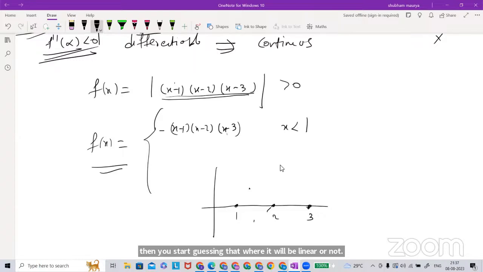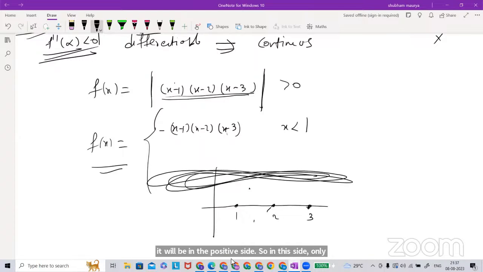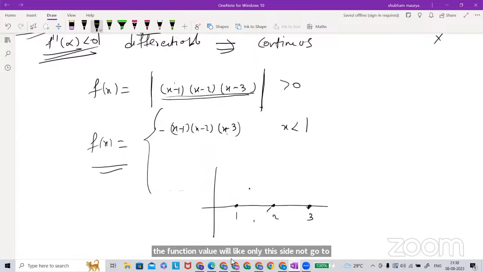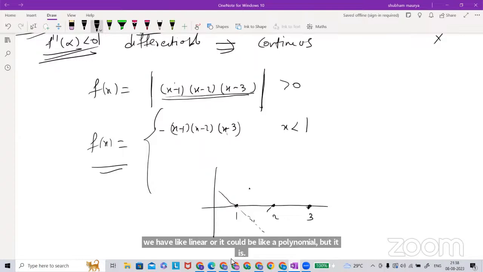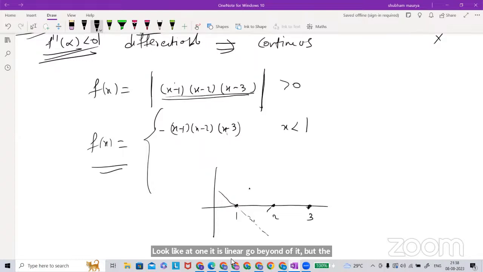Also, one thing to note here: whatever output you get is in a mod. That means whenever you get the output, it will be on the positive side. So the function value will lie only on this side, not go below. What it means is that at 1 it behaves like linear, or it could be like a polynomial, but the function value is always positive. So surely it will come back, because the output is going to be like this.